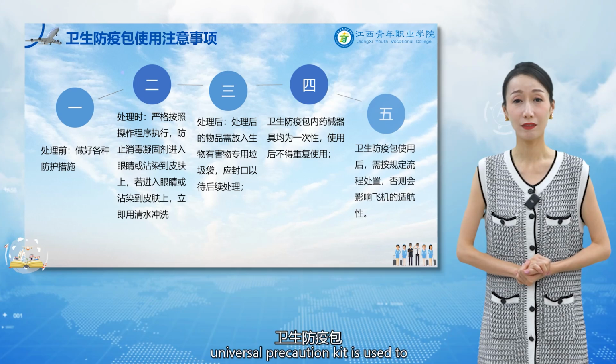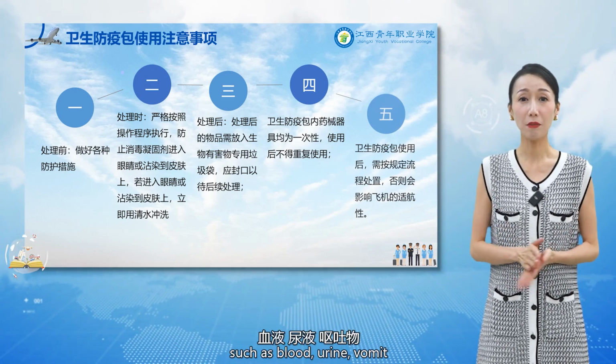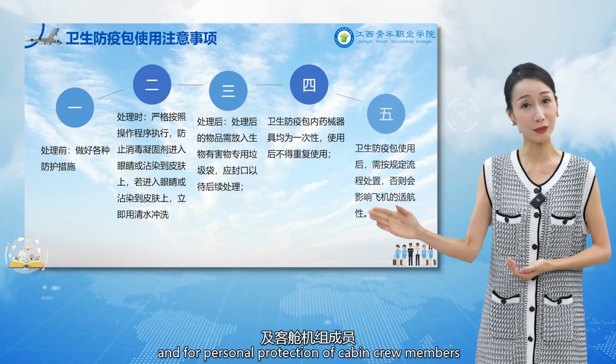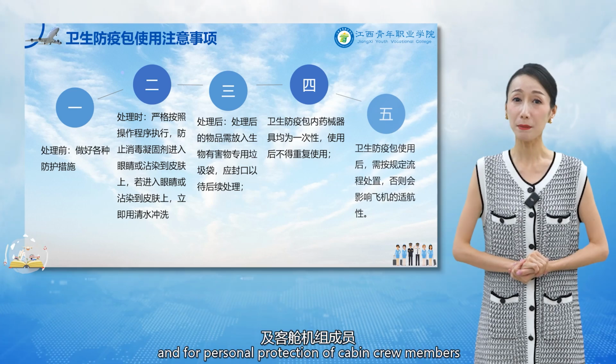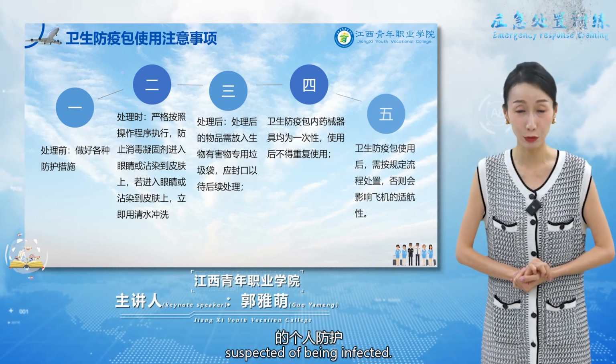The Universal Precaution Kit is used to remove potential infectious sources, such as blood, urine, vomit, and excreta in the cabin, and for personal protection of cabin crew members when caring for patients suspected of being infected.